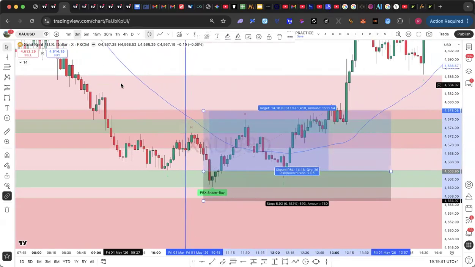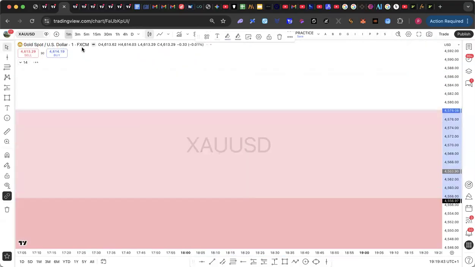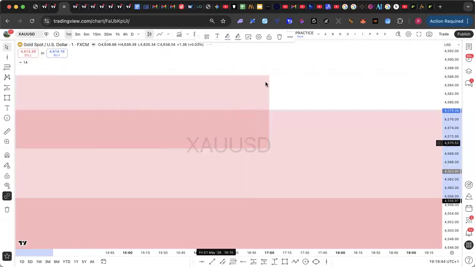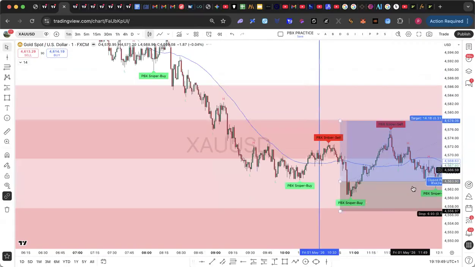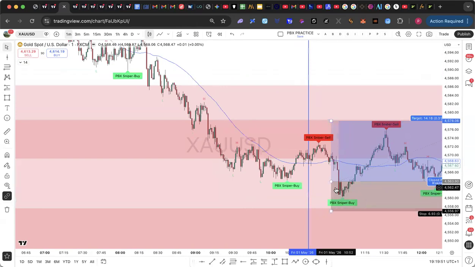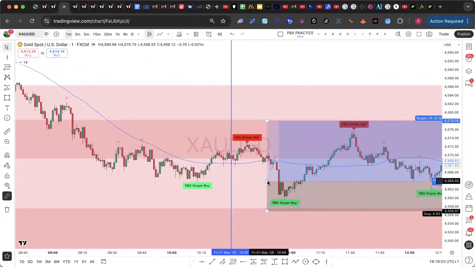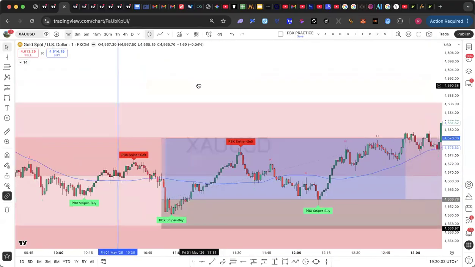Now, sometimes you can go to 1 minute. 1 minute may give you a more refined entry point. Okay, so let's look at it if we are going to find that. Okay, yes, 1 minute. Look at it here. Nevertheless, let's not bother. So 3 minutes was okay.